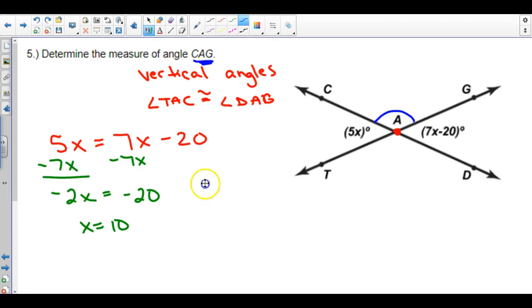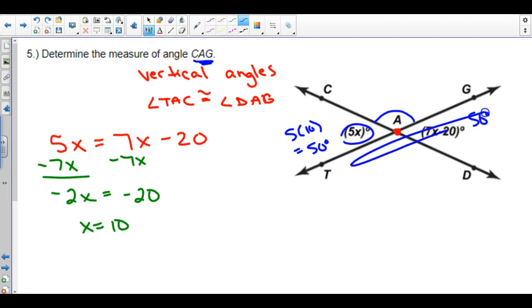What I'm going to do first then is take my x value and figure out what we do know. I know that if I take my 10 and substitute it in here, I'm going to end up with 5 times 10, which is 50 degrees. So I know that angle TAC is 50. This one is also 50.